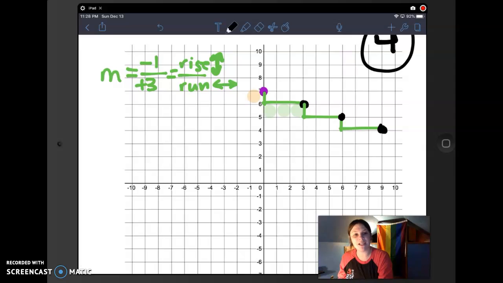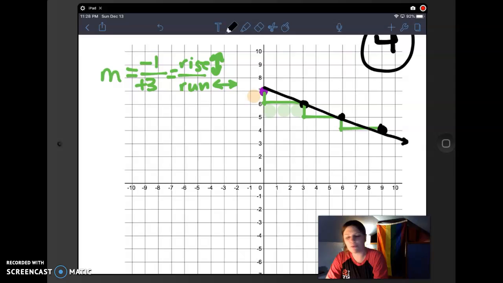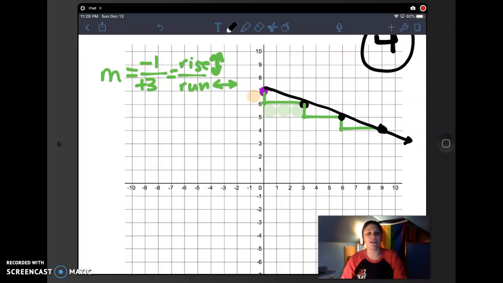So now I'm going to connect my points. And that's not very pretty. So let's make it look a little nicer. Let's make it a straight line using Notability, or at least try to mostly go through all the points.